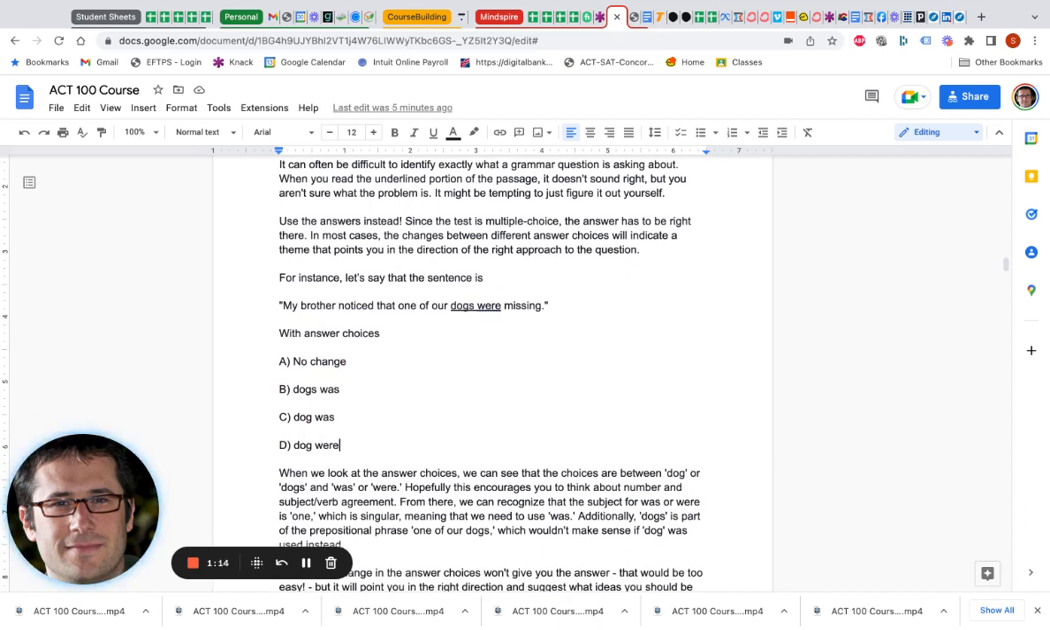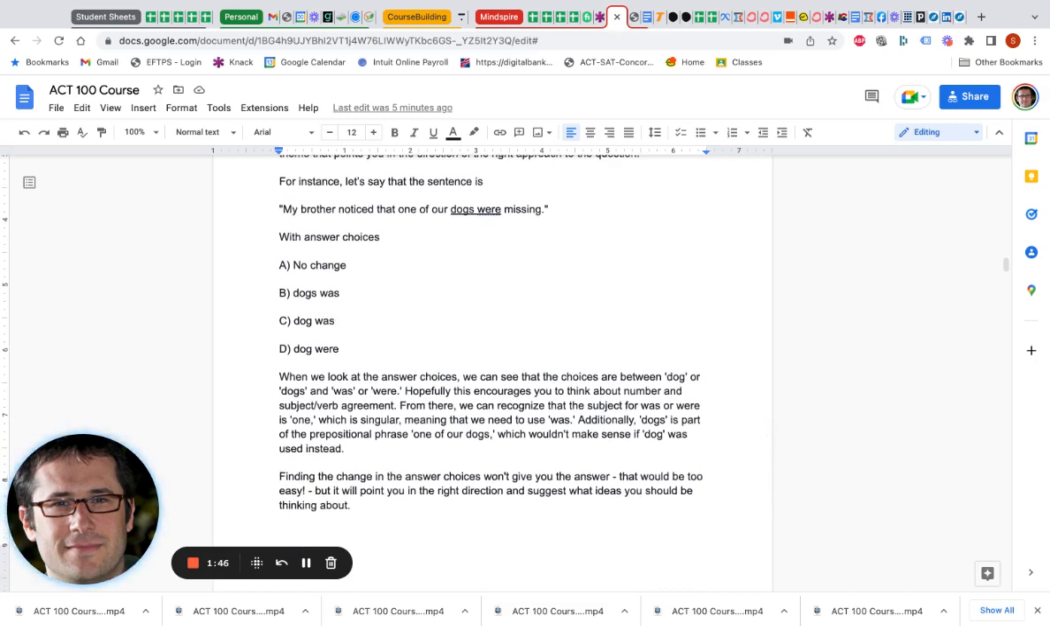In this case, the subject of the sentence is one, right? And since the subject is one, that is a singular subject. So we need a singular verb. My brother noticed that one of our dogs was missing. Okay. We'll get more into verbs actually in the next lesson, but the fact that this is what's changing tells you this is what you have to pay attention to.